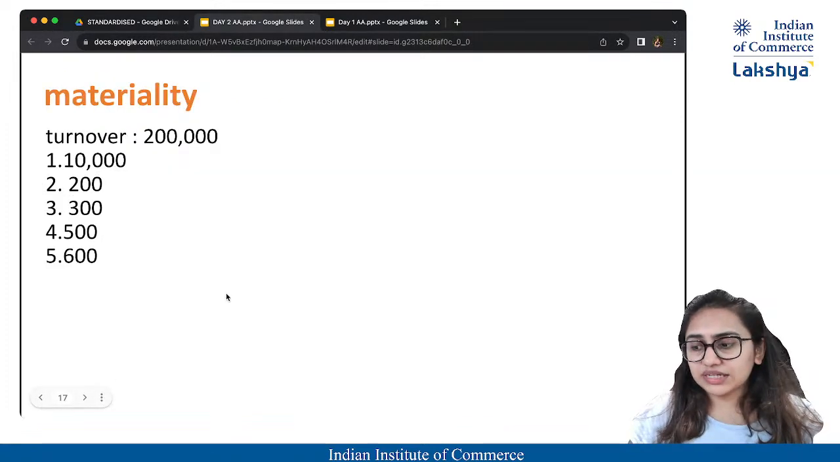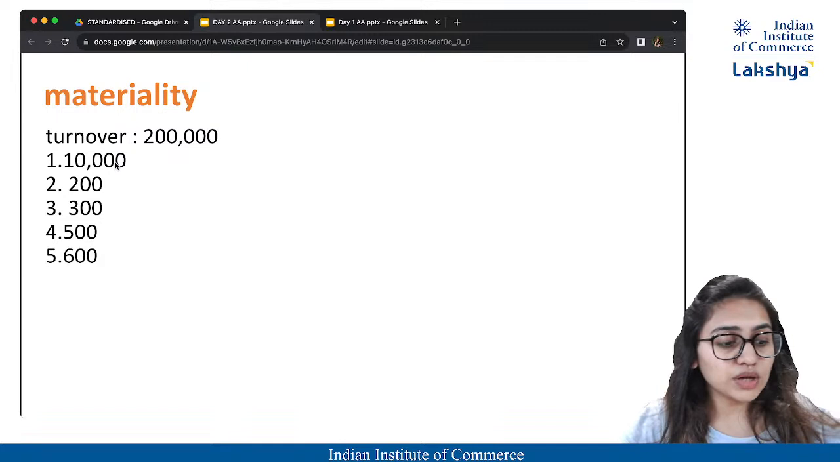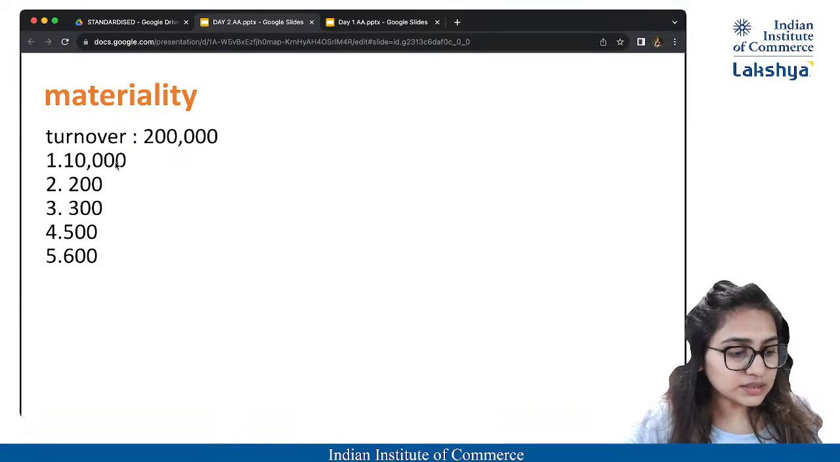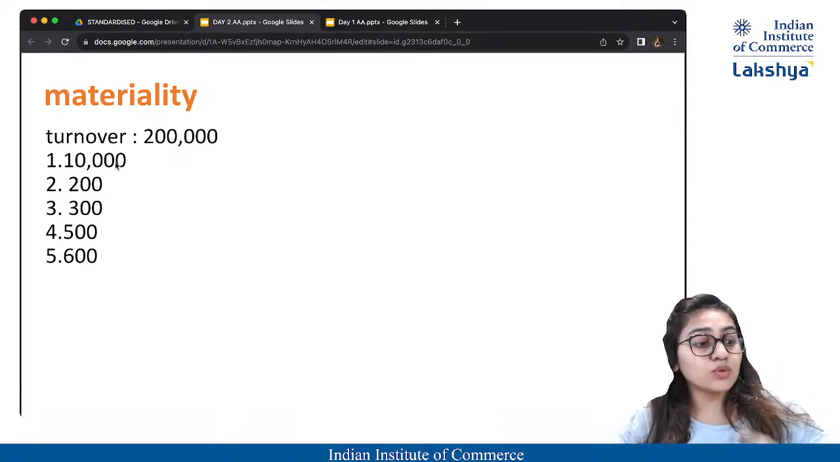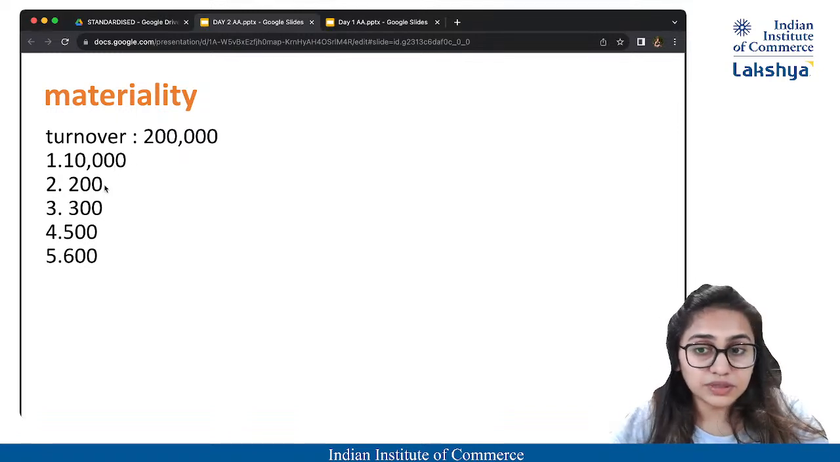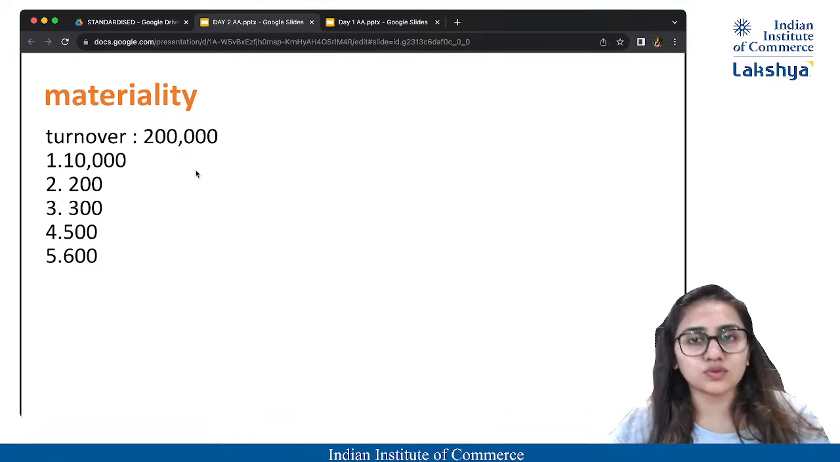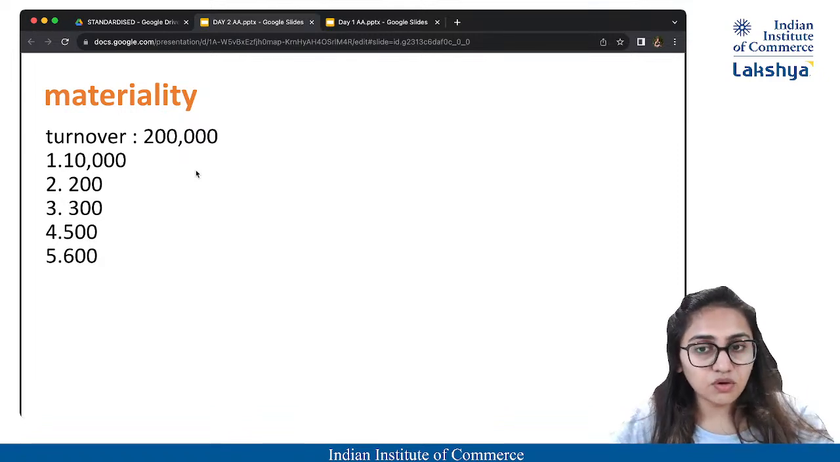Then again, about materiality: if my turnover is 2 lakh, then what is material for me? Is 10,000 material for me? So I will take 2 lakh on my calculator and I will do 0.5%. So anything above 1,000 is material for me. So 10,000 is definitely material for me, but all these things are not material, because my materiality level is 0.5 to 1%, which is more than 1,000 of 2 lakh.